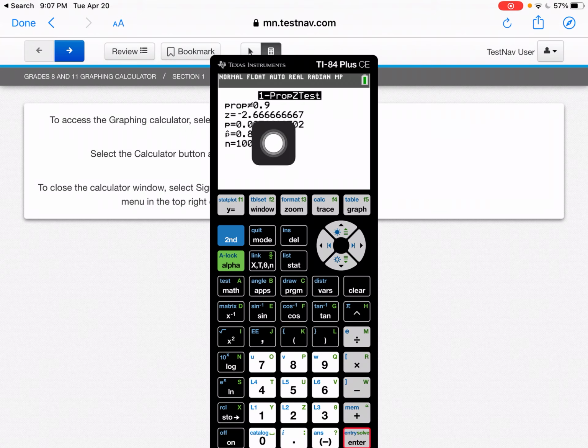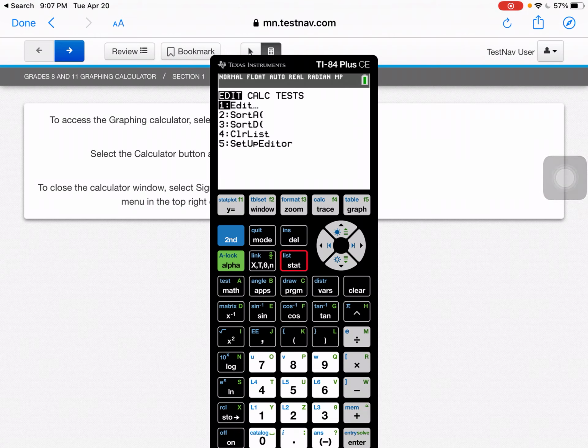And then boom, you can see all of this important stuff. We can see the z-score is there. We can see the p-value. It gives it to us as p. I want you to write it down as p-value though, and notice it's already doubled for you. P-hat is just the sample proportion, and then it gives you n. So lots of good information.